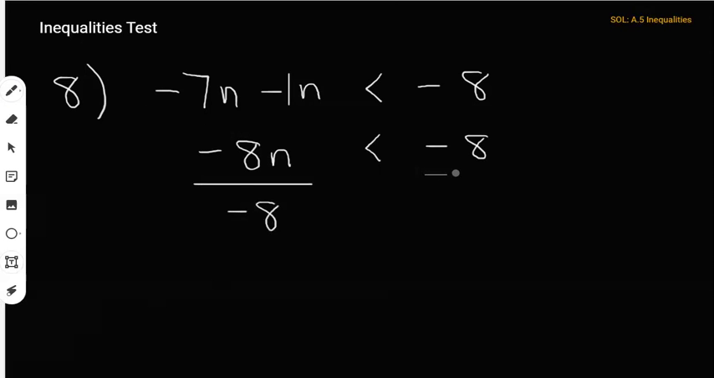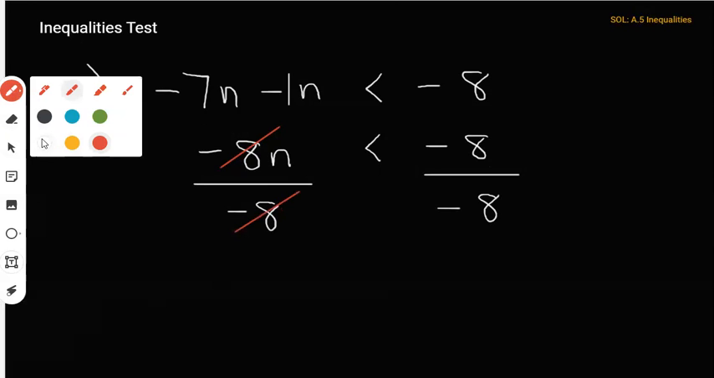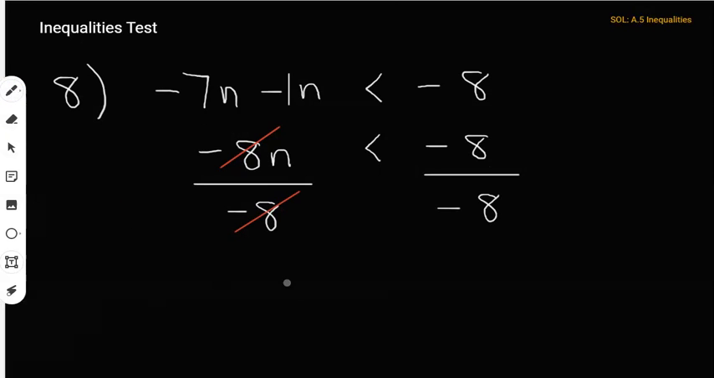So I'm only left with an n on the left side. But remember, I got to do it to both sides. Okay, so what that's going to do is the -8s are going to cancel out, so I can cross through these, and then the n is going to come down. Now, since I'm dividing by a -8, I need to flip this sign, right? It's a less than right now, but if I flip it around, it's going to be a greater than.